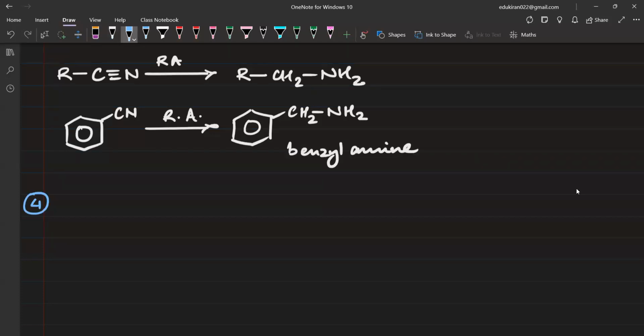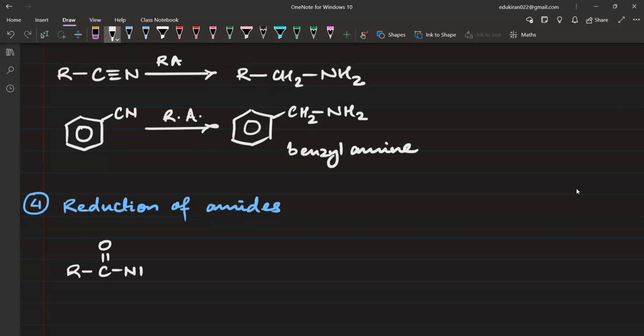Right, the fourth one, reduction of amides. So in reduction of amides, we have R, C double bond O, NH2. Here you are going to use first step lithium aluminium hydride. Second step, you will just add water. You will get R, CH2, NH2.